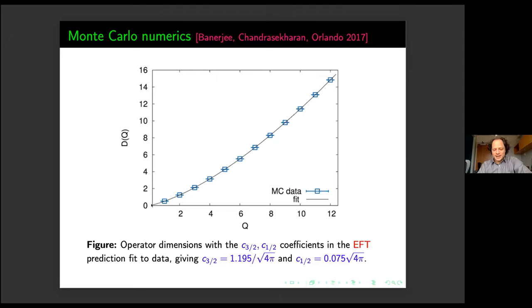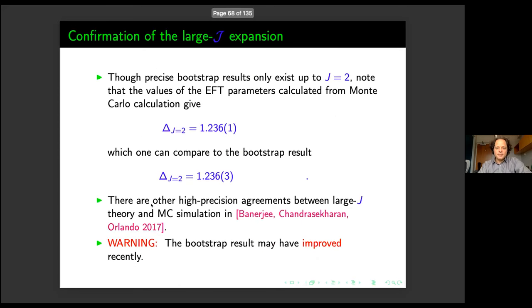Quite striking how precise the match is, even at or beyond the edge of the regime of validity of the expansion. And so precise Bootstrap results so far only exist up to j equals 2, but where they can be compared, j equals 2, both Monte Carlo and Monte Carlo plus large charge and Bootstrap have a tenth of a percent accuracy or better, and they agree.